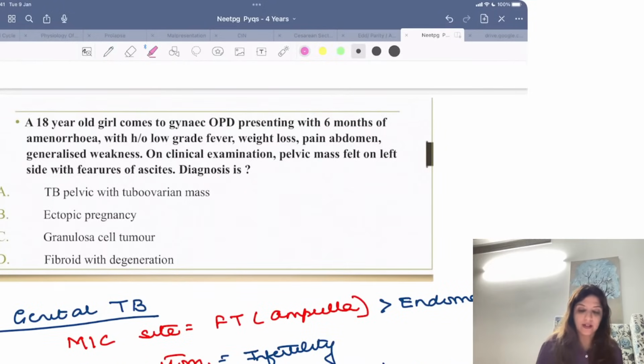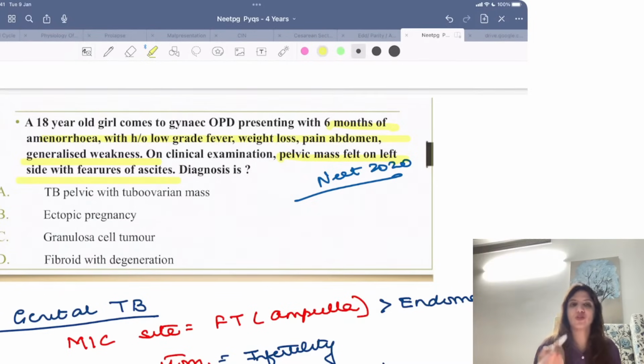An 18-year-old girl, now this is NEET 2020. An 18-year-old girl comes to gynae OPD with 6 months of amenorrhea, low-grade fever, weight loss, pain in abdomen, generalized weakness. On examination, a pelvic mass is felt and there are features of ascites. What is the diagnosis? So I'm sure you know that the diagnosis is TB pelvis with tubo-ovarian mass. She has come to you with anorexia, weight loss, pain in abdomen, and there is amenorrhea and a pelvic mass is felt. So it has to be genital TB, right?